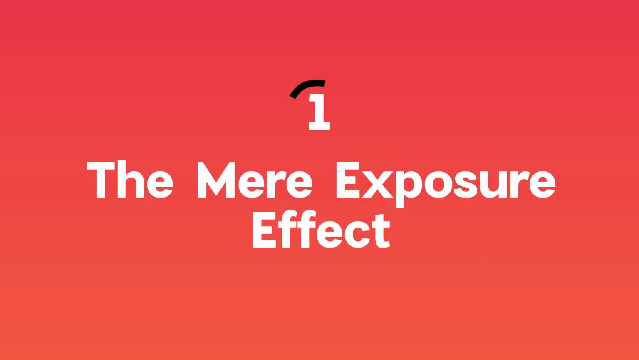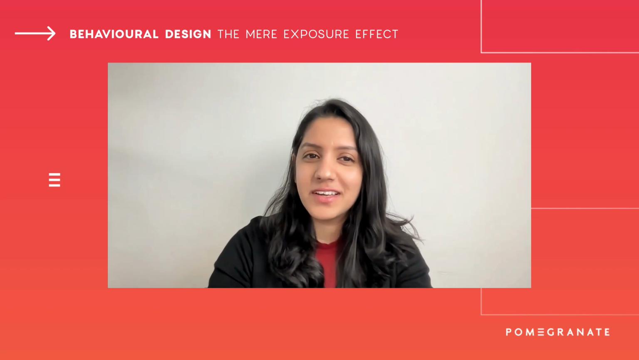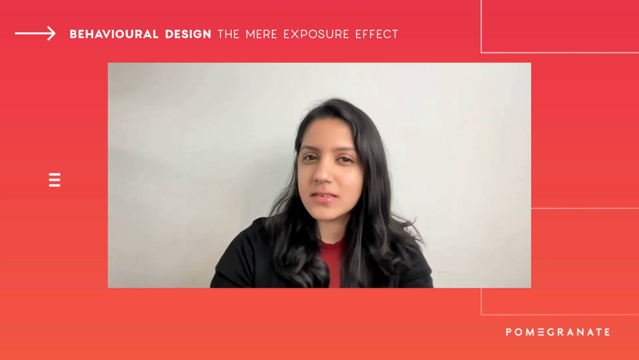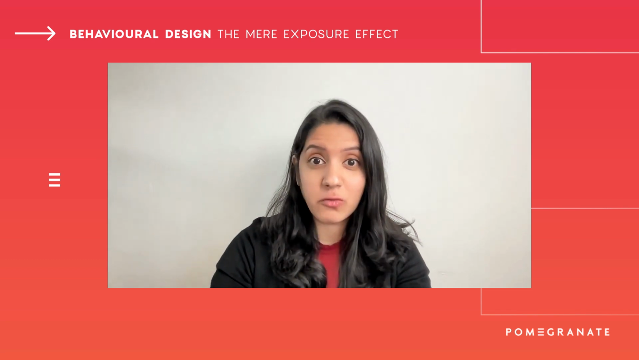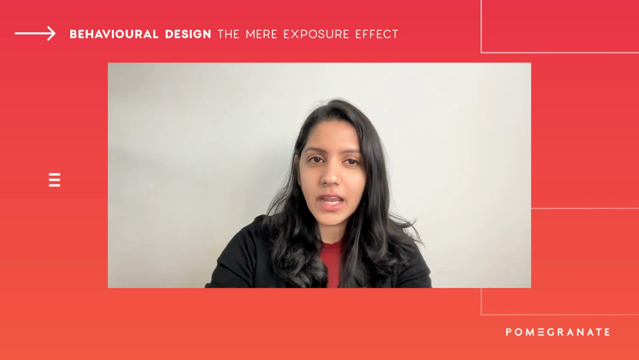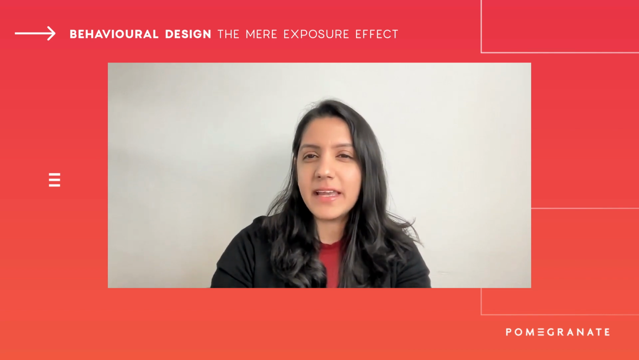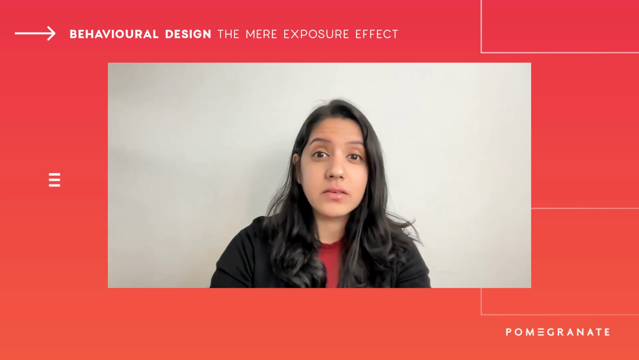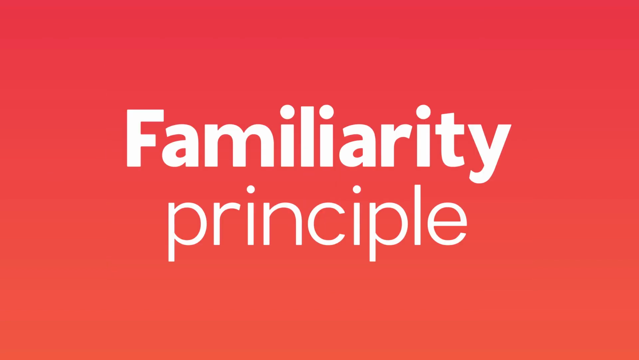Number one, the mere exposure effect. As designers, we would love to create websites and apps that are fresh and disruptive. But because of how our brains respond unconsciously to certain things, there are a few things to keep in mind before we decide to take this approach for every project. In particular, there is a principle called the mere exposure effect that explains that we have a tendency to prefer certain things simply because we are familiar with them. This is why it is also known as the familiarity principle.